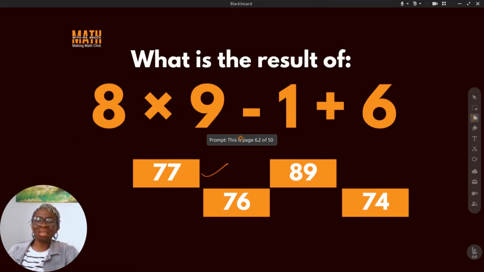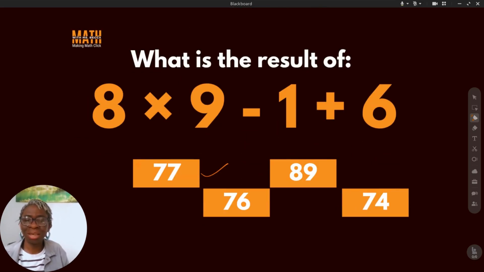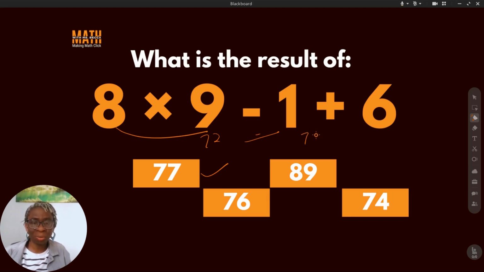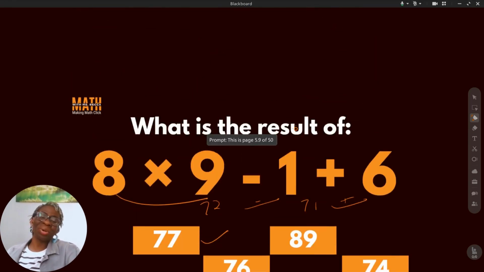And lastly, this is the last question. 8 times 9 is 72. And then 72 minus 1 is 71. And then 71 plus 6 gives 77. And that is how we got the 5 questions.